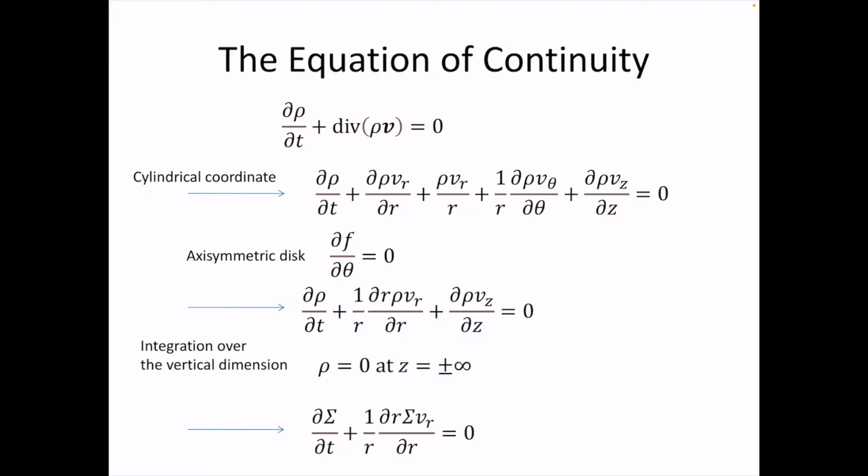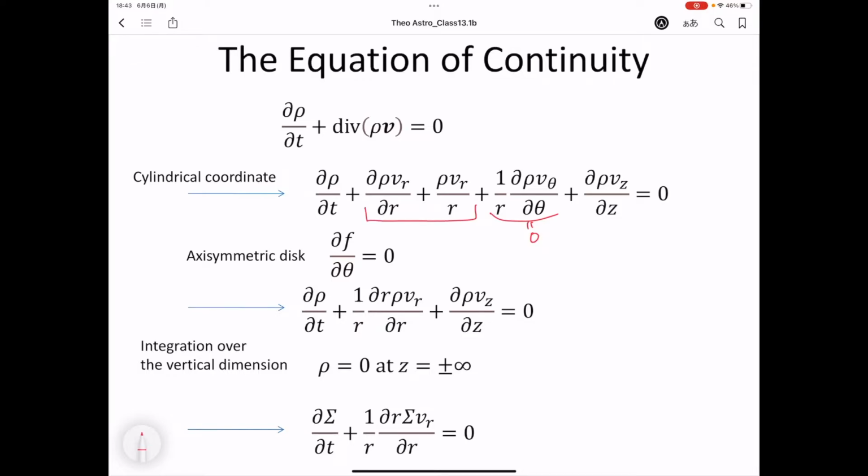Then we'd like to consider the evolution of a protoplanetary disk. First equation is the equation of continuity. We express the equation of continuity in a cylindrical coordinate. We use some assumptions. Axisymmetric disk, so this term is going to be 0. And then the second and third terms can be combined into a single term. Then we'd like to integrate these equations from minus infinity to infinity in the z direction.